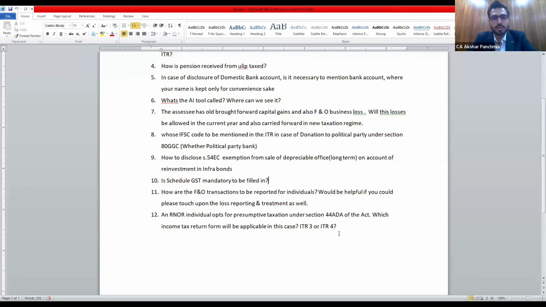Yeah, sure. Whether an RNOR individual opts for presumptive taxation under 44ADA, which income tax return form? So it is ITR 3, because if you read the details of ITR 4, it clearly says that it is only for a resident. Therefore, ITR 3 is the ITR which you have to file. Correct. Great. ITR 3.